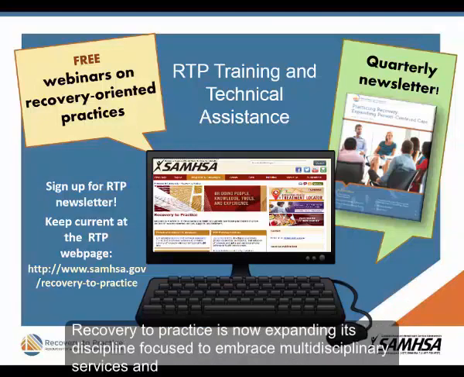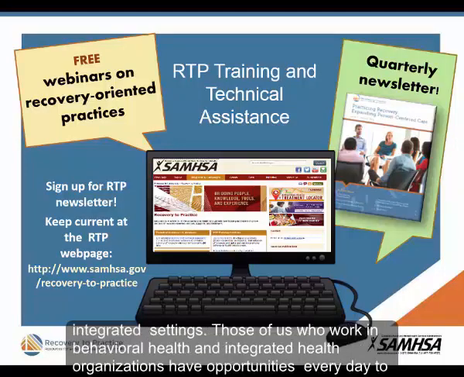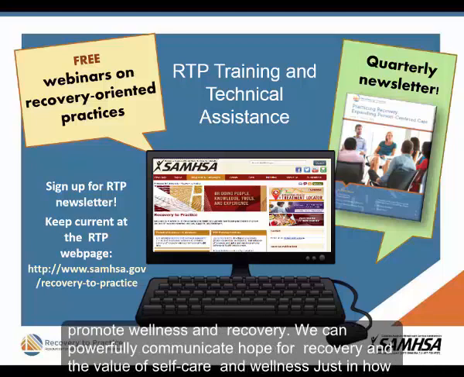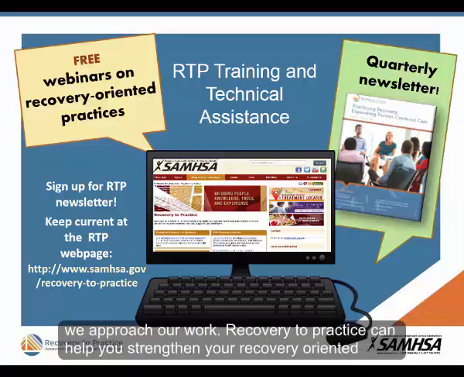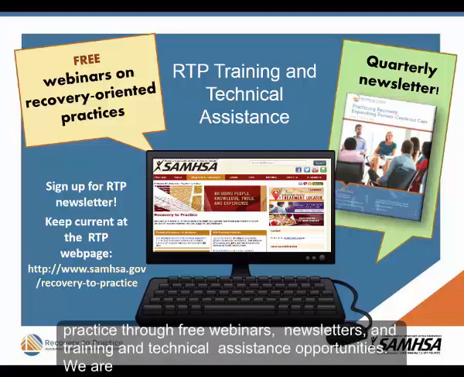Recovery to Practice is now expanding its discipline focus to embrace multidisciplinary services and integrated settings. Those of us who work in behavioral health or integrated health organizations have opportunities every day to promote wellness and recovery. We can powerfully communicate hope for recovery and the value of self-care and wellness just in how we approach our work. Recovery to Practice can help you strengthen your recovery-oriented practice through free webinars, newsletters, and training and technical assistance opportunities.